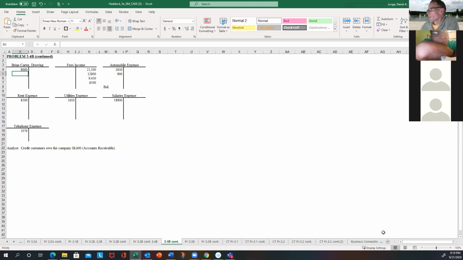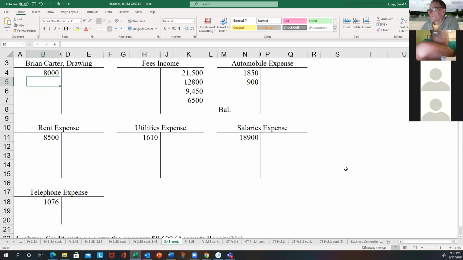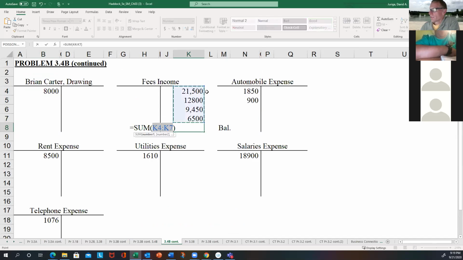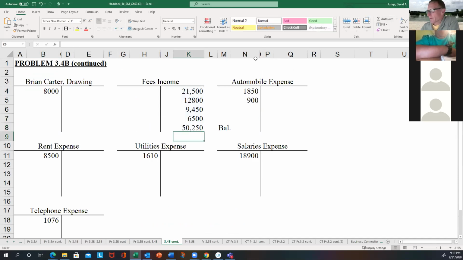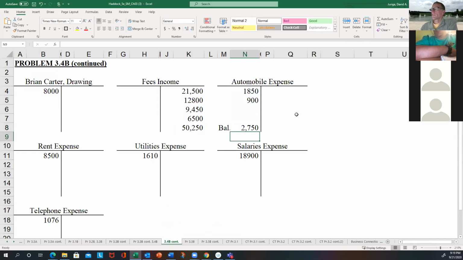On the other one, again, let me increase it so you can see it. The only ones you have to do any calculations for are fees income and auto expense. For fees income, you all know how to add, you just add it up. It's $50,250. Automobile expense, same thing. There's only two debits. Just add them up. It's $2,750. Everything else, there was just one transaction. So that's the balance.